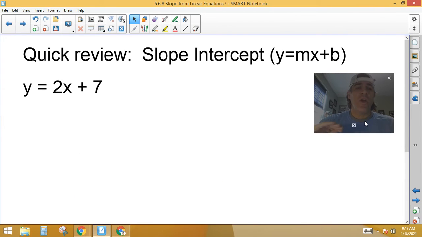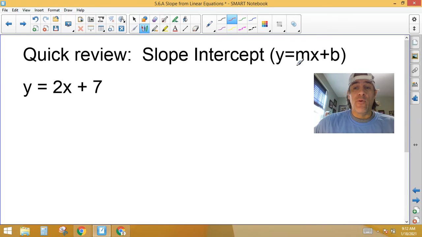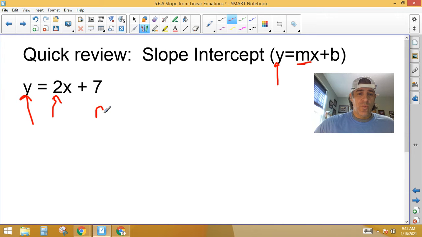Okay, so quick review. Slope-intercept form is y equals mx plus b. Recall m is our slope. So if it's in slope-intercept form, meaning it is solved for y, like this equation here, all I have to do is find the coefficient in front of the x. So here, my slope is 2. That's it. That's what I want us to be able to do: look at an equation and find the slope.